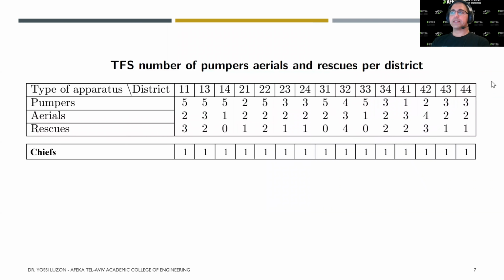There are 3 main types of essential apparatuses in the TFS fleet: pumpers, aerials, and rescues. The following table provides their quantities in each district. For example, District 11 has 5 pumpers, 2 aerials, and 3 rescues. Each district includes a chief. The chief is responsible for managing an events scene, and it has a dedicated vehicle. So in total, we have 15 chiefs in Toronto.